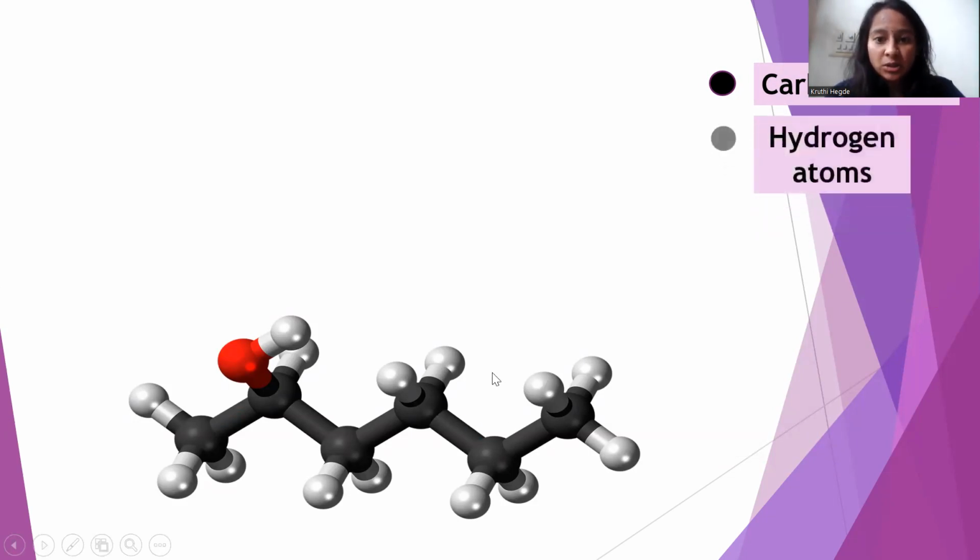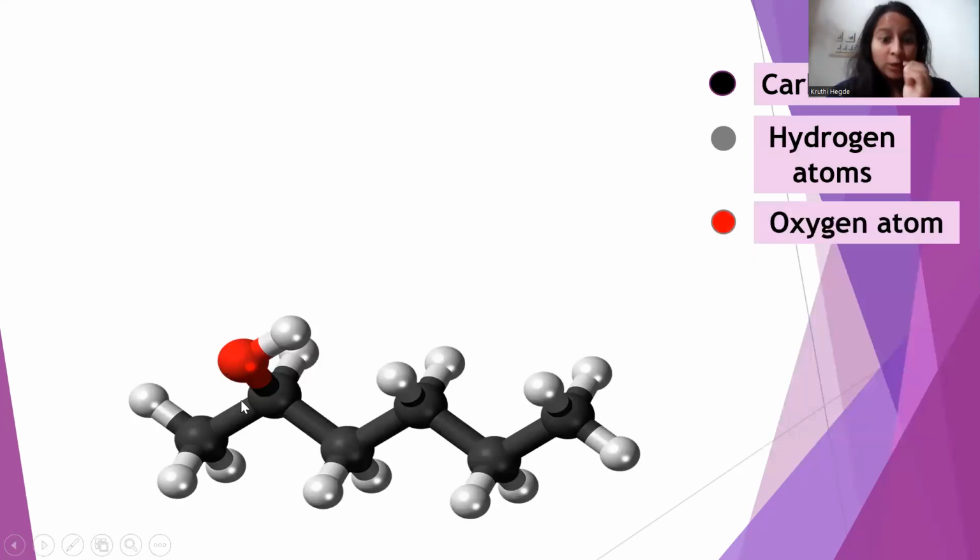And hydrogen is this gray color. 1, 2, 3, 4, 5, 6, 7, 8, 9, 10, 11, 12, 13, 14. And red is there. Red is for oxygen atom. So this is oxygen, this is H. So if I write the names, it goes like this.